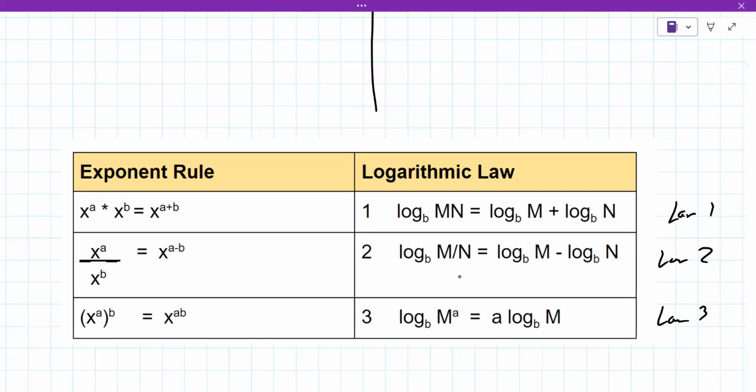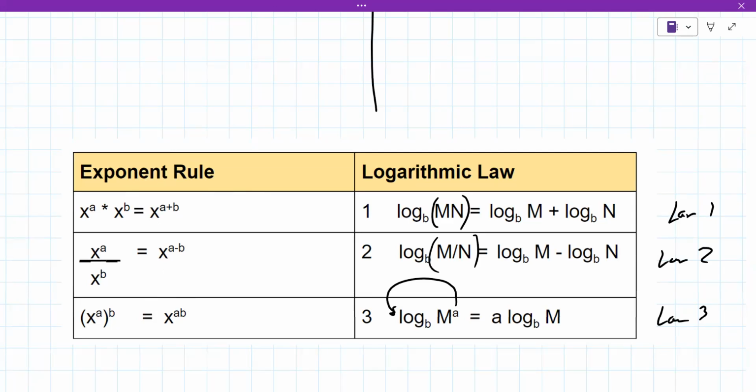Law 1 is this product over here on the right. It says that the product becomes a sum. And then the next one here is that the quotient becomes a difference. And then this last one's the one we've been using a lot of. This is this third one here. It's where the exponent comes out in front. And then they similarly have them for exponent rules. You probably have seen those in a previous course or earlier this year.